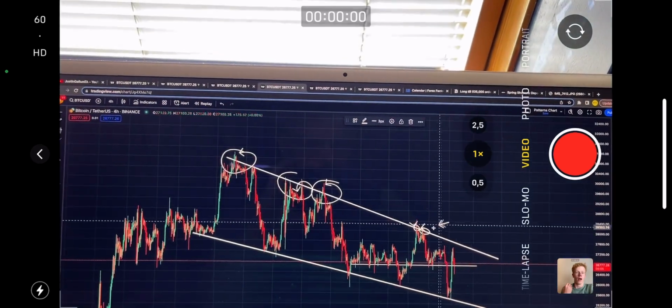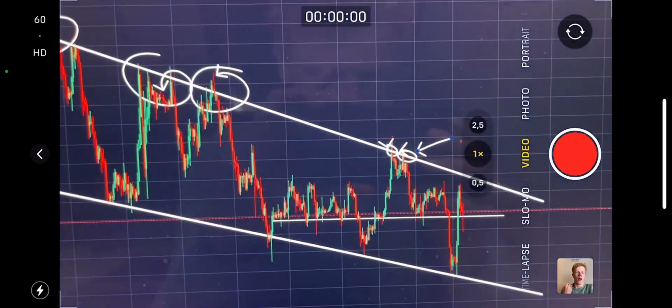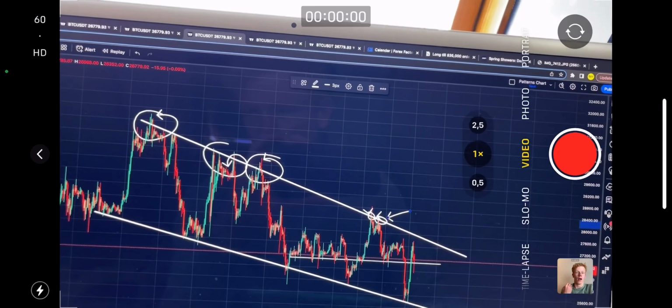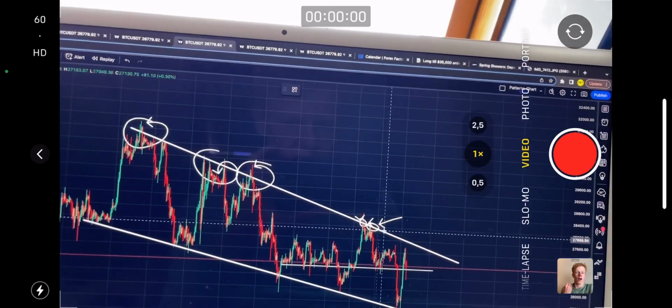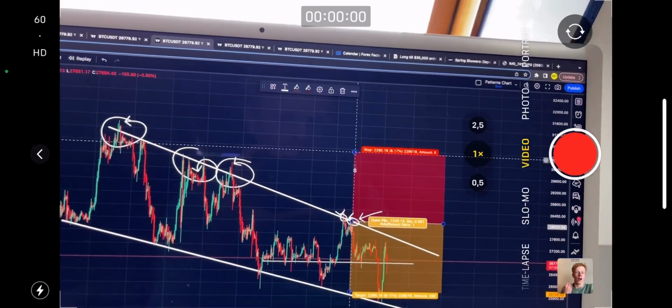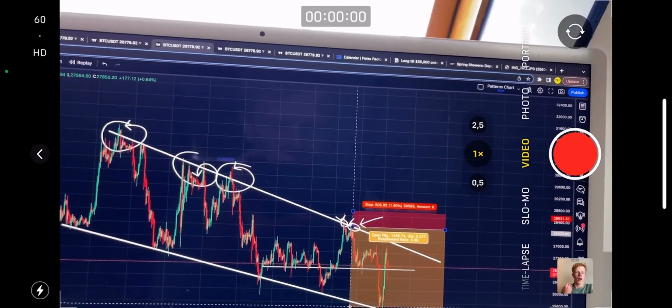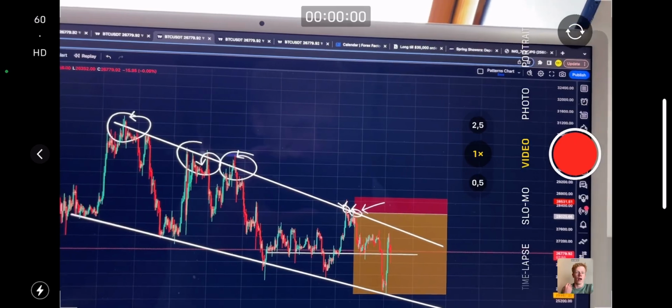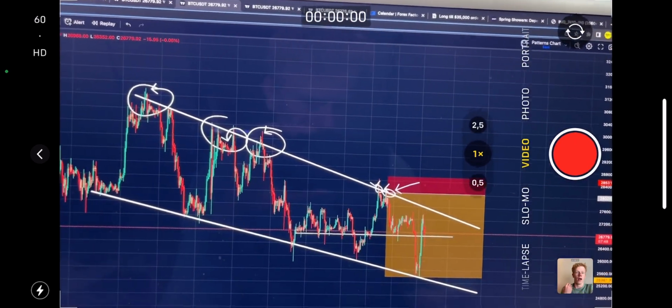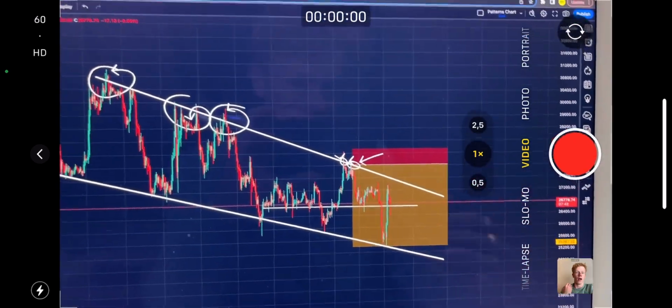You want to enter at the retest, which is right there. All you want to do then is place a short position, because we're going short at resistance, of course. Stop loss just above the pattern in case we do decide to break out, and then just place your take profit where our support line is, because the price is likely to bounce from there.